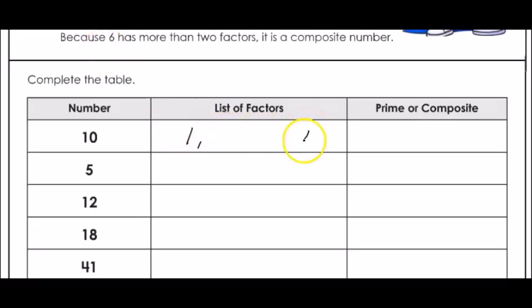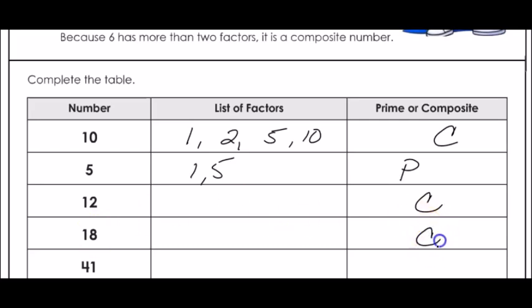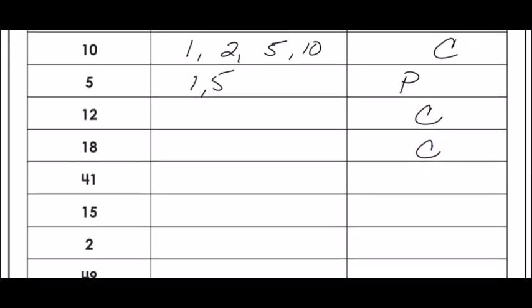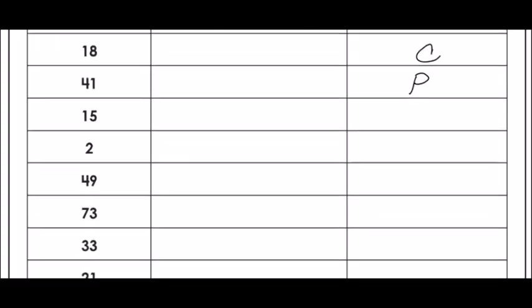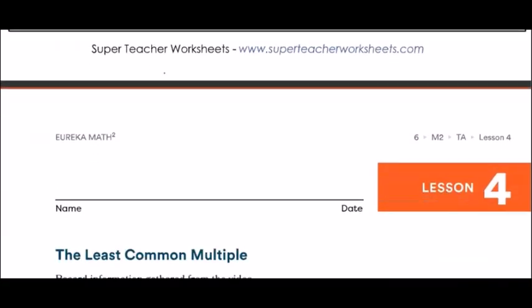is 1 times 10 or 2 times 5, so that would be a composite. 5 is only 1 times 5, so that would be a prime. 12 has more than two factors. You can multiply 3 and 4 or 2 and 6. That's composite. 18 is also composite, but 41 is prime because the only numbers that multiply to get 41 are 1 and 41. So I just wanted to do a quick review of that.